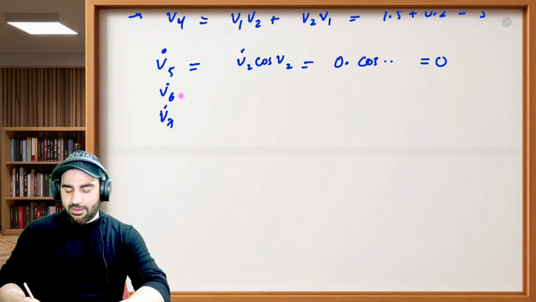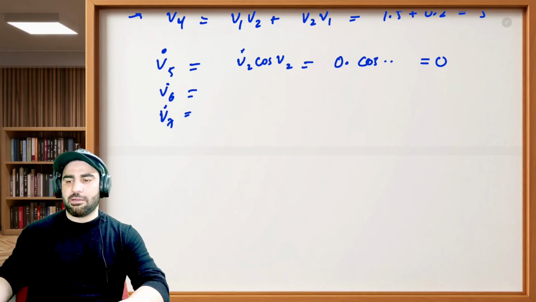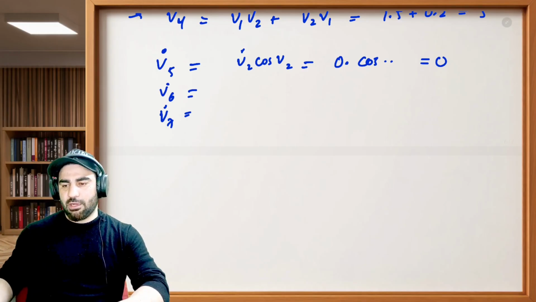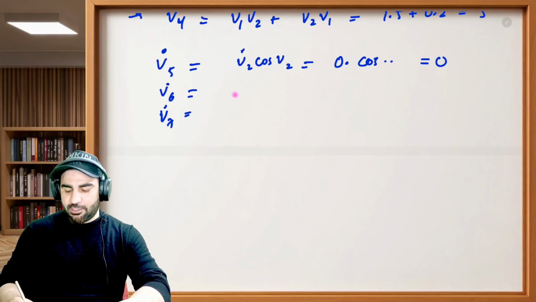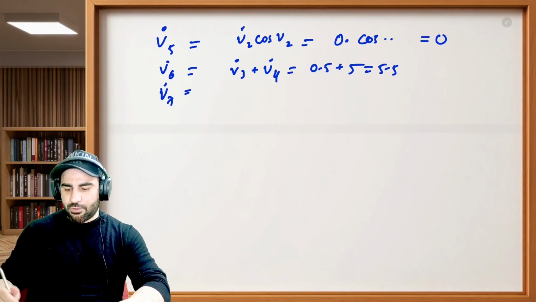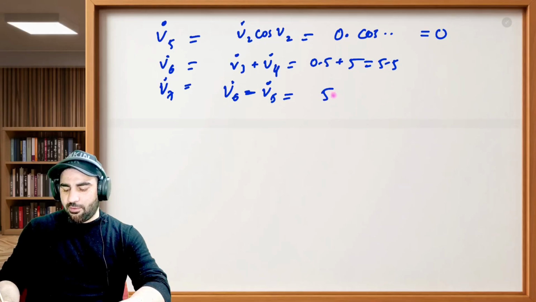So I'll write the values directly, and I know you can now use these three rules: product rule, sum rule, and the chain rule in order to find that. So v6 is equal to v3 plus v4, which is 0.5 plus 5. This is 5.5. Similarly for v7, this was just subtraction, so you can use the subtraction rule. So this is equal to 5.5 minus 0, which is again equal to 5.5.